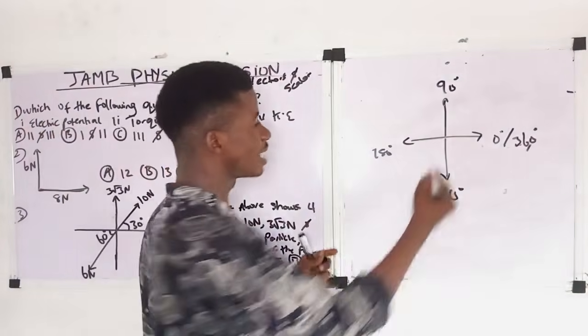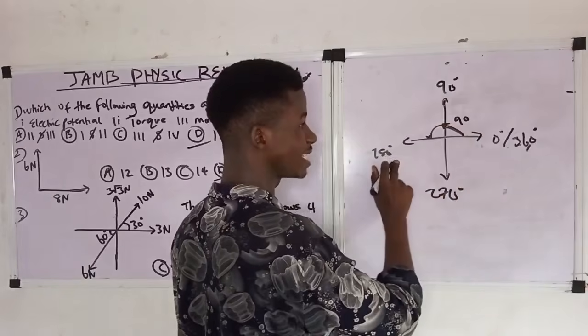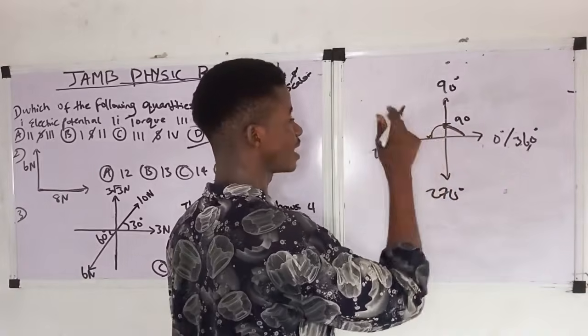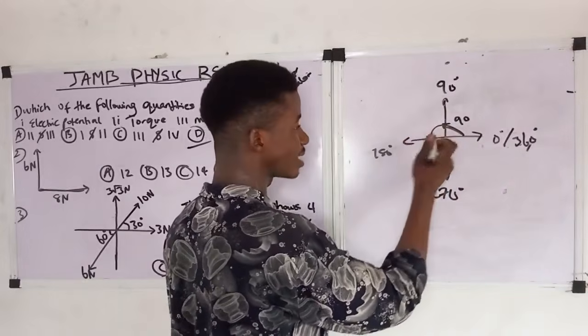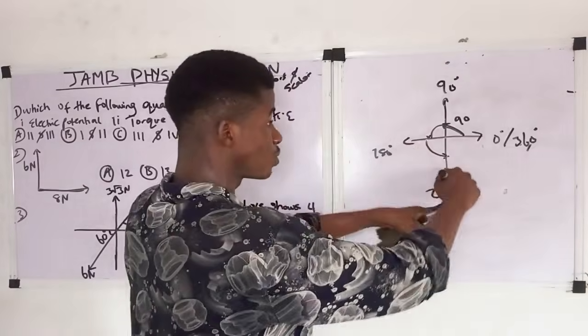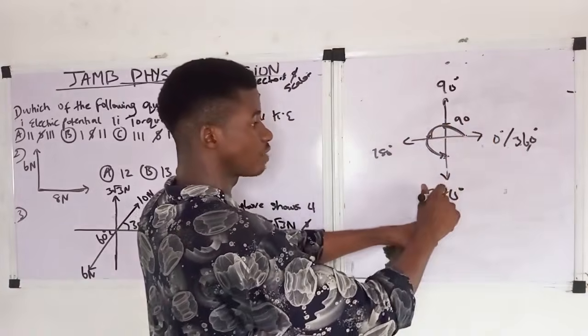And I also have this: from here to here is 90. Then from here to here is 180, right? Yes. So it starts from 91, 92, 93, 94, 95, 96, 97, up to 180, right? Then the angle from here to here will be 270, right? Yeah.